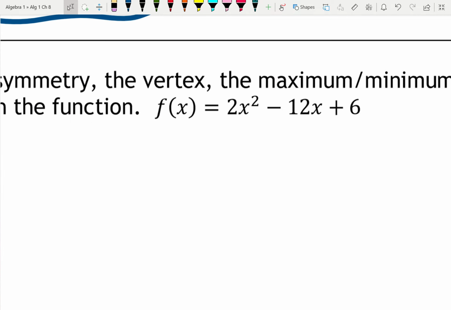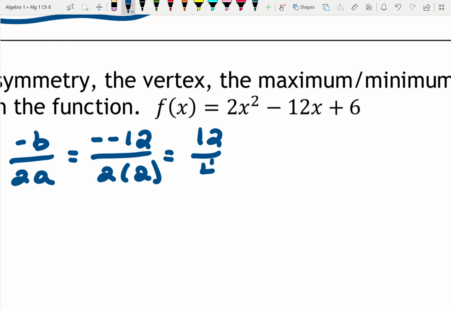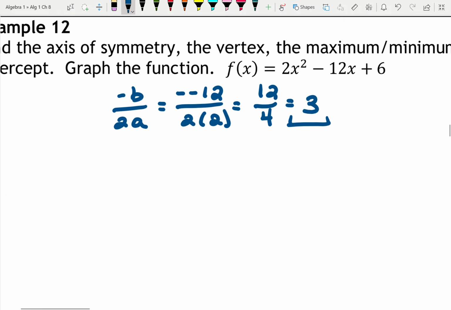Like before, I'm going to start off by doing -b over 2a. So I'm going to have -12 over 2 times 2. That's going to be +12 over 4, which is +3. And again, that 3 is the x value of my vertex. So let me go ahead and write that down. My vertex has an x value of 3, and we don't yet know the y value of the vertex.